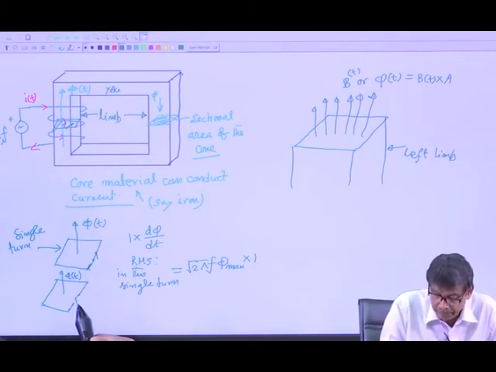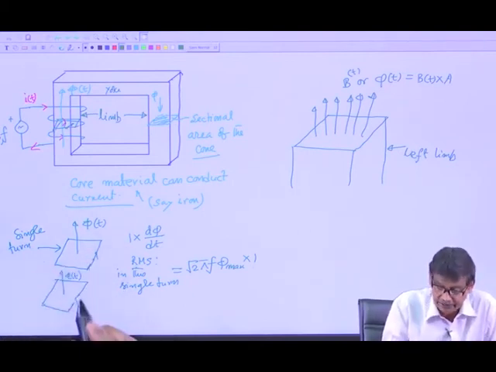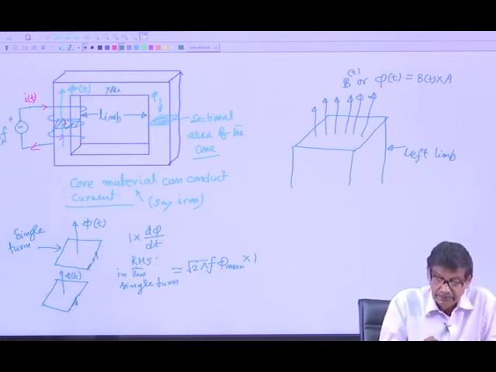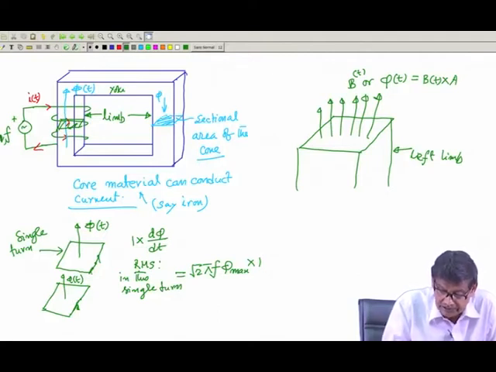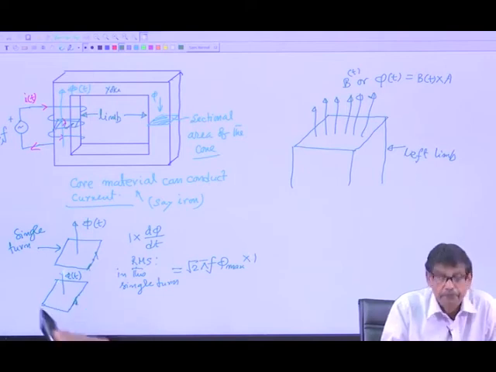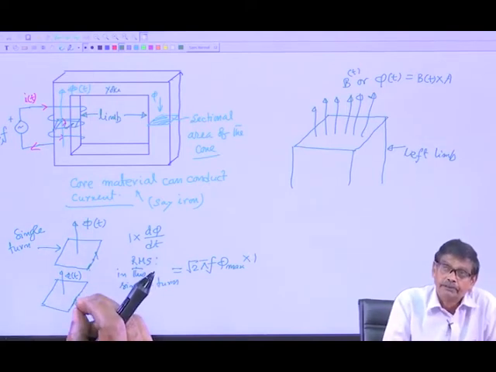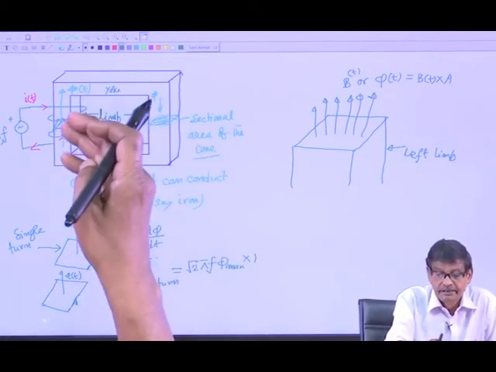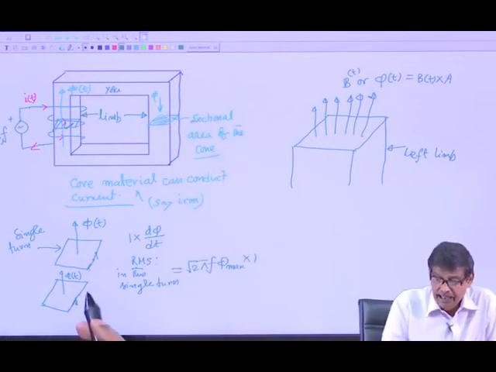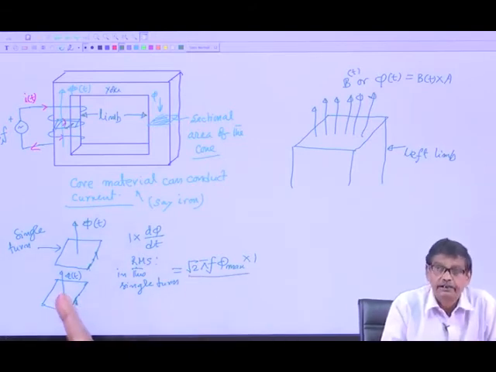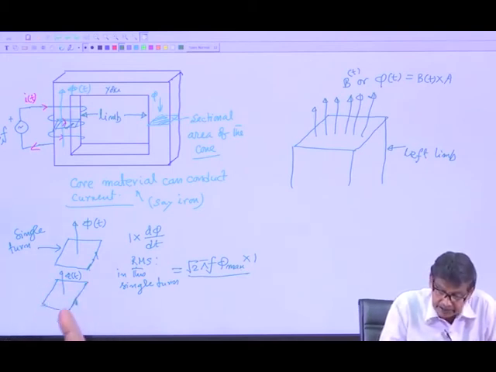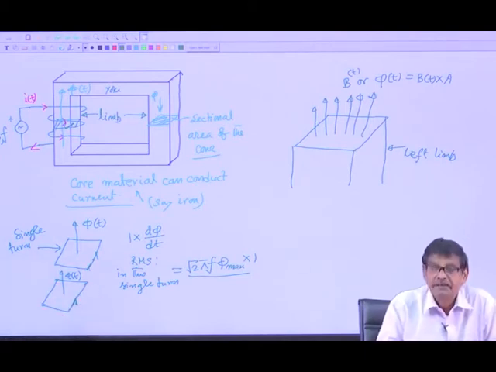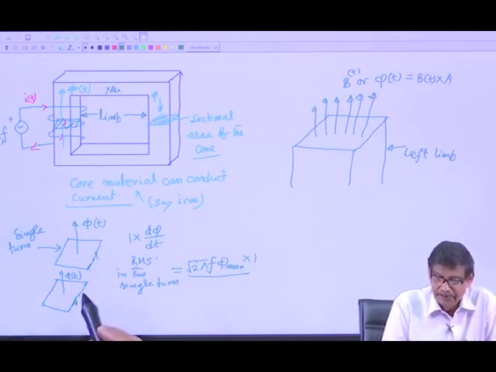Therefore, if this turn is closed onto itself, then there was an induced voltage, and now this induced voltage will drive a current in this loop. Why? Because it has become a seat of EMF, as it happens in any turn in the primary and secondary coil. If it is closed, this RMS voltage induced here, divided by the resistance of this turn, will give me the current, and that current too will be time varying, an AC current.